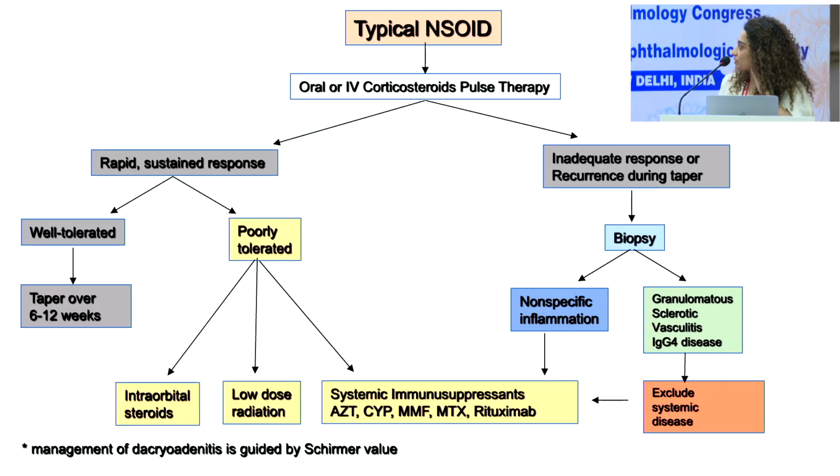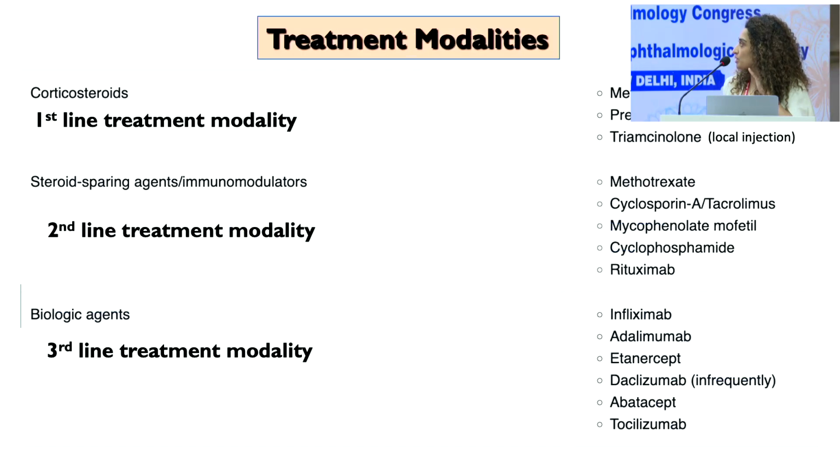If it's a non-specific inflammation which is not responding to steroids, then we go to systemic immunosuppressants like azathioprine, mycophenolate mofetil, methotrexate, and rituximab. I will be taking you through the detail. This is just a chart that I wanted to put up so that you can get an idea. And if we have any specifics, then you have to look for systemic disease and then go ahead. Now, if the steroids are poorly tolerated initially, you can think about intraorbital steroids. Low-dose radiation is suggested in textbooks and literature. I don't use it much in orbital inflammatory disease in my practice, and of course, systemic immunosuppressants.